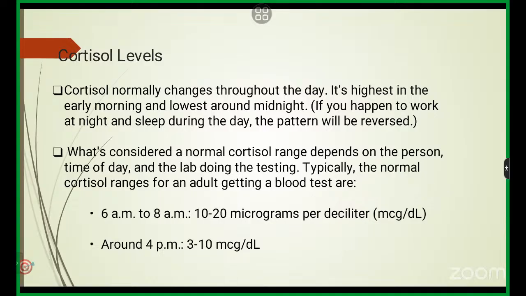What is considered a normal cortisol range depends on the person, the time of day, and the lab doing the testing. Typically, the normal cortisol range for an adult getting a blood test is, at 6 a.m. to 8 a.m., 10 to 20 micrograms per deciliter. Around 4 p.m., it is 3 to 10 micrograms per deciliter. So you can see these differences. It is very key for you to understand which cortisols are analyzed and report them as so.